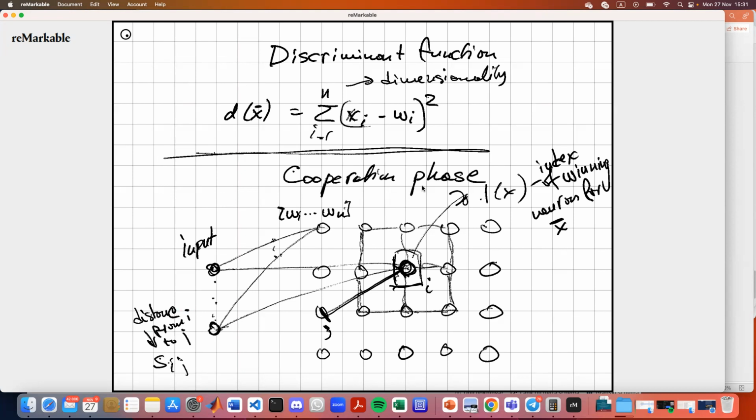One possible question is why this lattice structure. Can it be any other topographical structure? Yes, it can. It can be a line, it can be a 3D structure, it can be a torus, for example. The only thing it really helps with is better visualization.